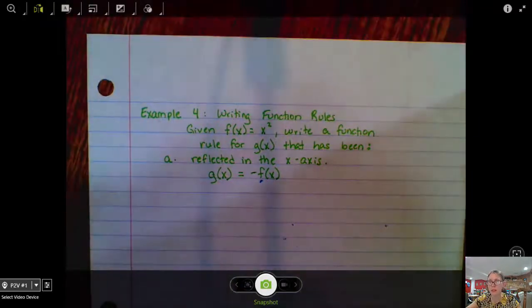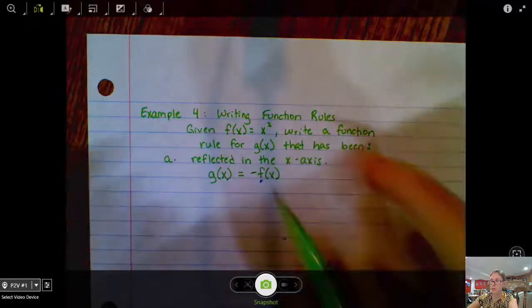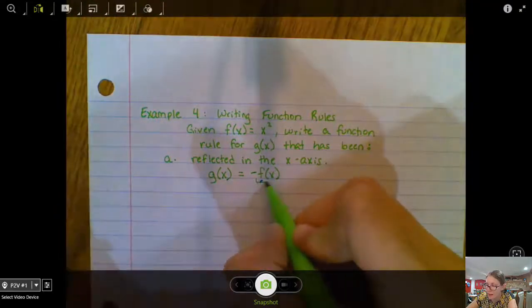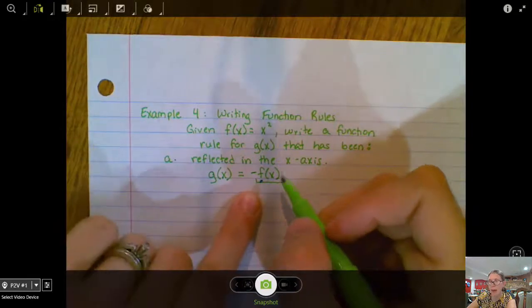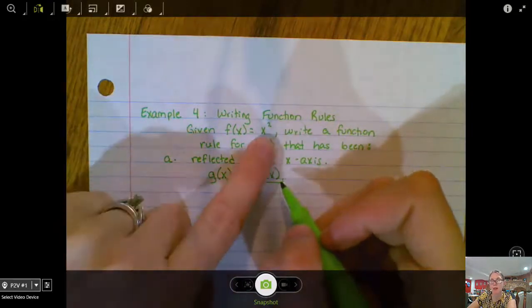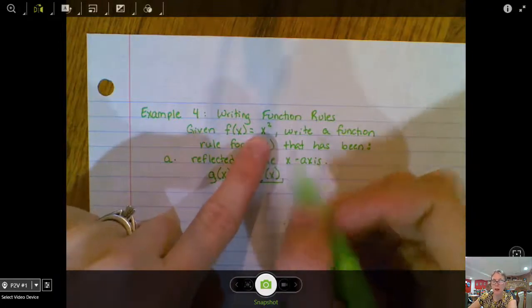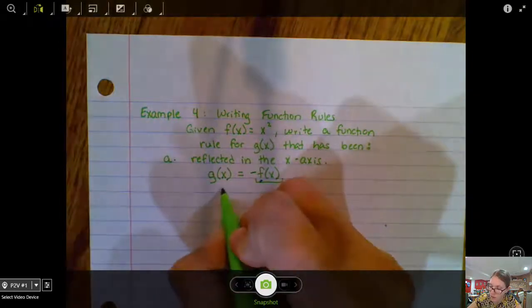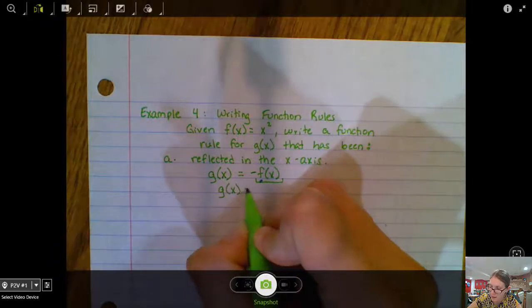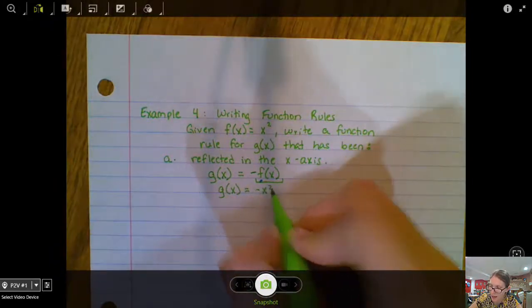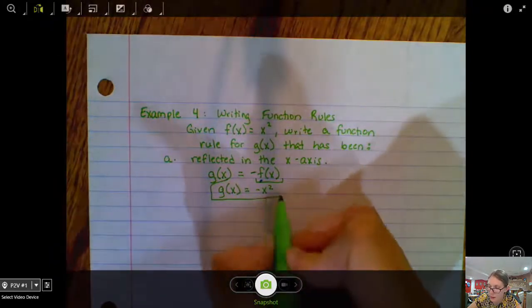We just want to take this one step further now, because we know what f of x is. We know now that f of x is x squared. So instead of seeing this f of x here, plug in x squared, and then we're done. So g of x equals negative x squared. Gives us what we need.